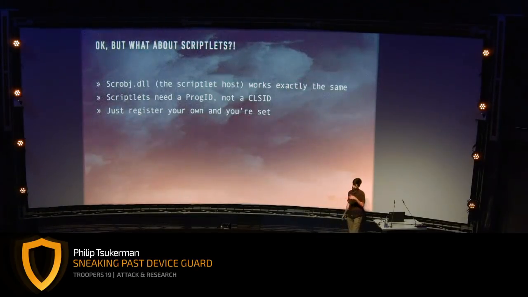Now, we could actually do the same thing using scriptlets, because scrobj.dll, the Windows scriptlet host, actually works exactly the same as CScript, meaning that it relinquishes responsibility for calling isClassAllowed to the scripting engine. And that means that if you're able to load JScript9 into scrobj.dll as a host, you can again circumvent all of the device guard checks. The only additional thing that you need to do is register a prog ID, a friendly name for JScript9, because scrobj.dll does not know how to use GUIDs.